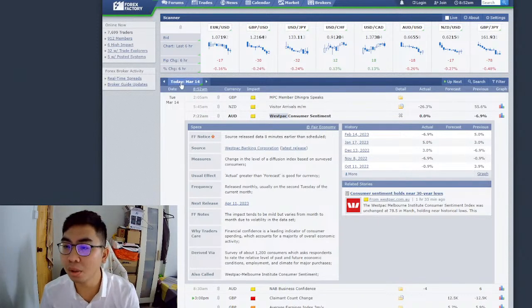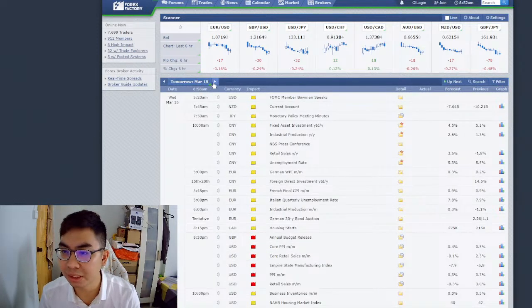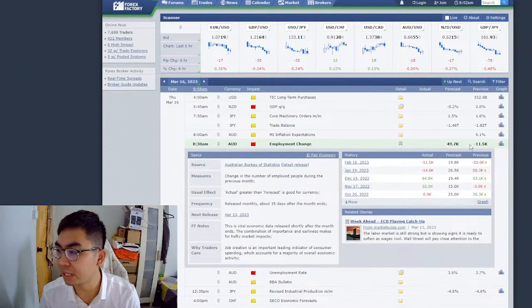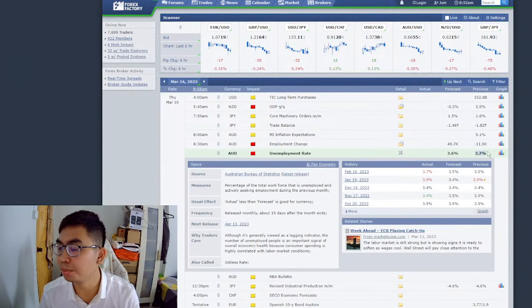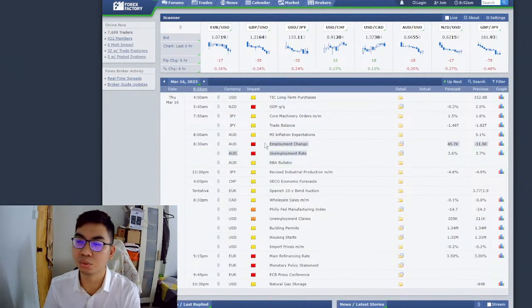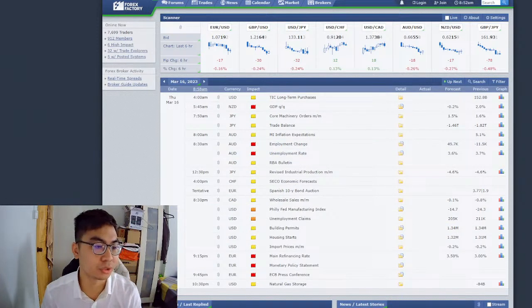Then the employment change especially is something that I'll be looking at. It's this coming Thursday. The employment change is supposedly going to be better than previous, from negative to positive, and the unemployment rate is also going to drop from 3.7% to 3.6%. So this will definitely help to strengthen the Australian dollar.